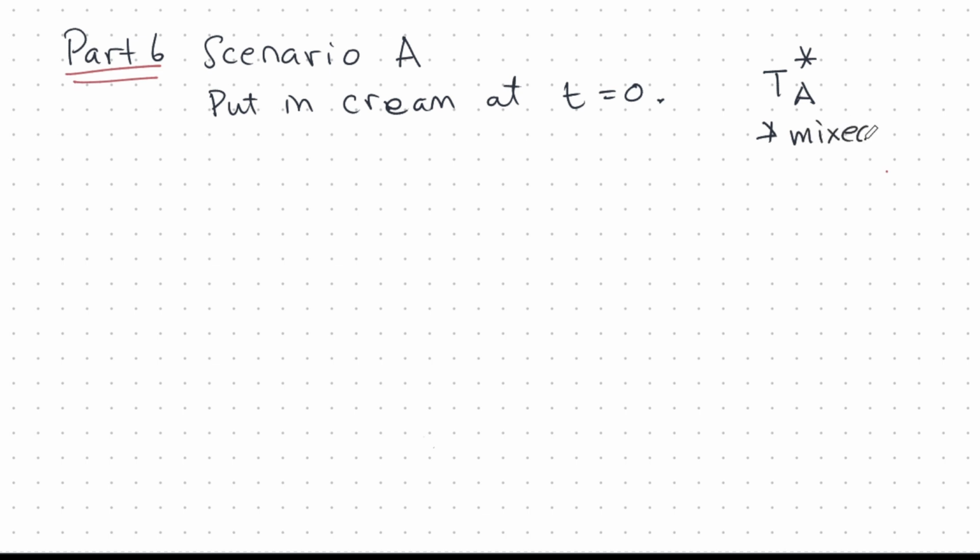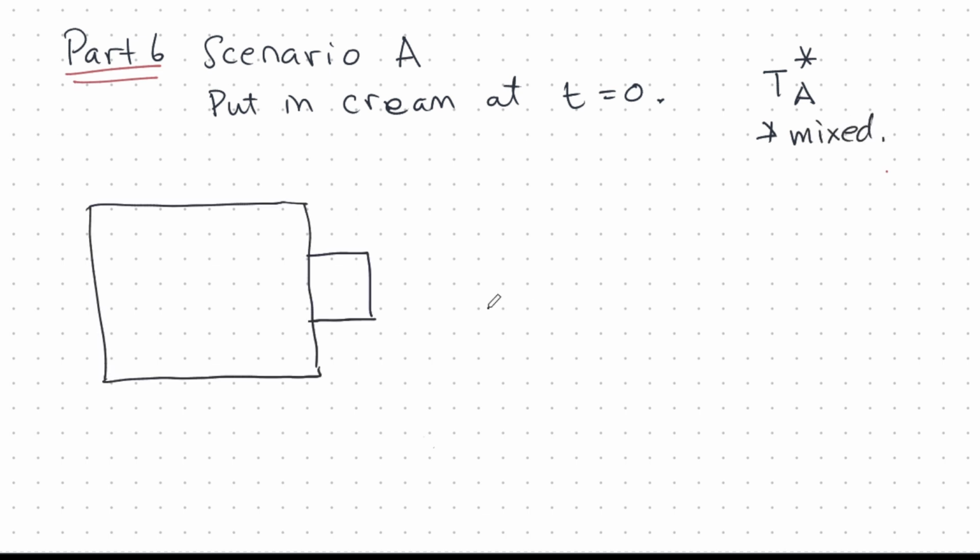Scenario A, that's when I put the cream into the coffee right at the beginning. Okay, so I need a way to reason about this. I need to find out what temperature that mixture becomes, and I'll call that temperature T star scenario A. So star will be for things that have been mixed.